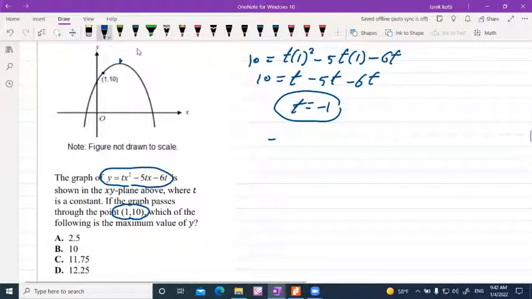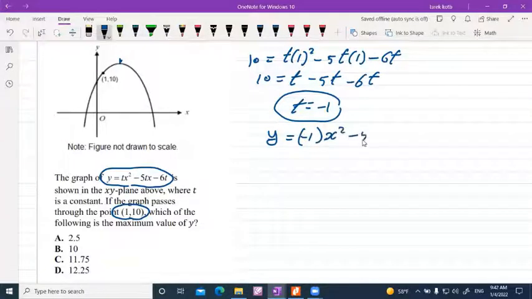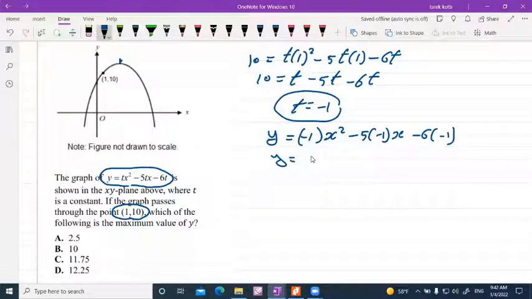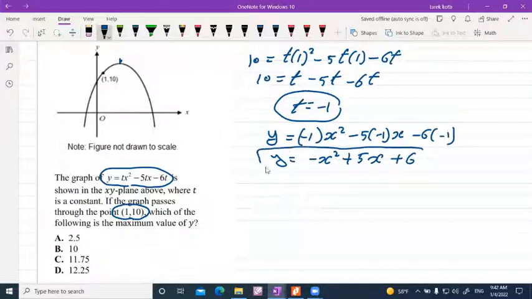Okay, if you don't know it, let me do it again. Replace the t by negative 1, so it will be y equals t, which is negative 1, times x squared, minus 5 times negative 1 times x, minus 6 times negative 1. So it will be negative x squared plus 5x plus 6. This is the equation now.